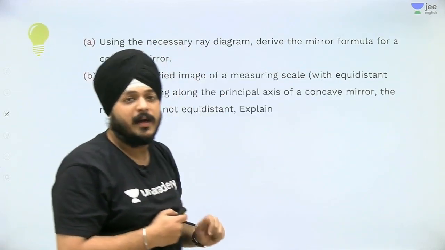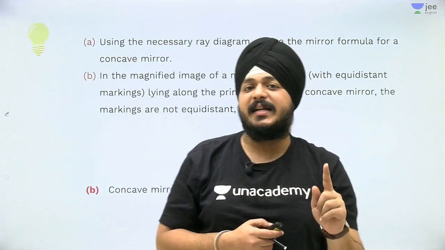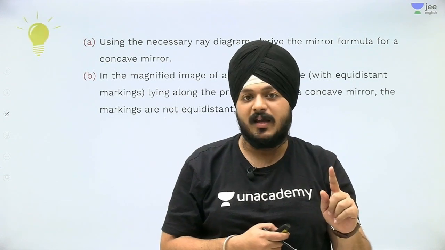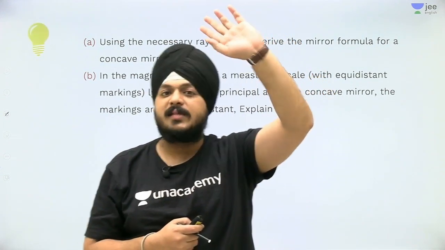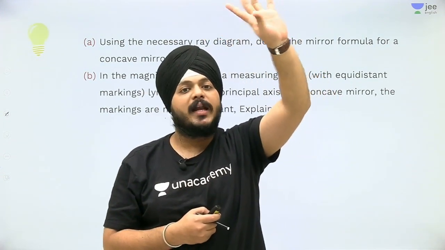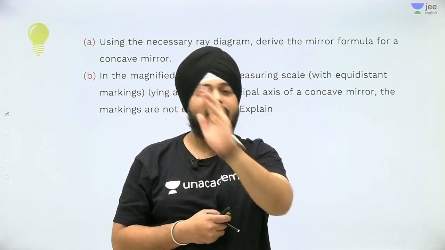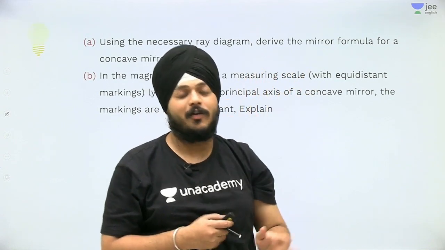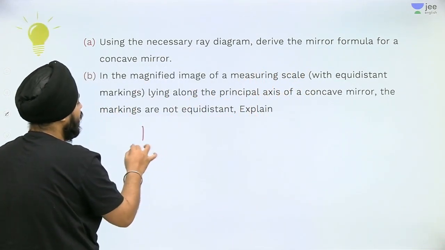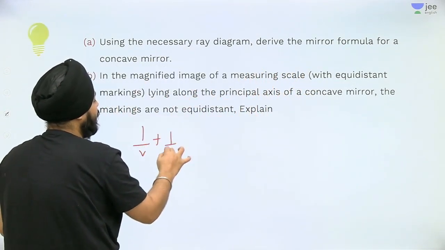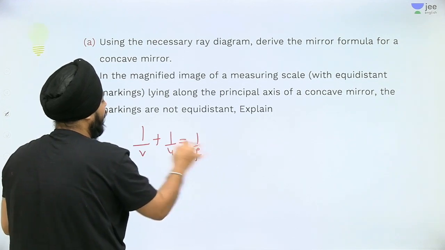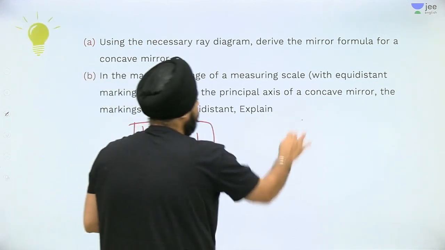Now moving forward to the next part. Use the necessary diagram to derive the mirror formula. See, for the mirror formula guys, I would recommend you all, there is no science student who is unaware of this formula. We have this kind of situation: 1 by v plus 1 by u is equal to 1 by f, using this kind of mirror.